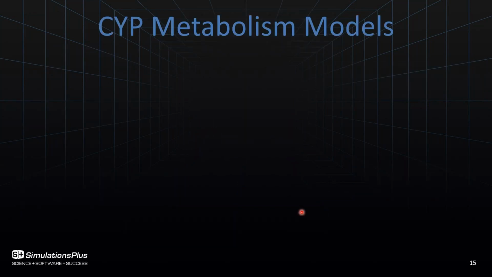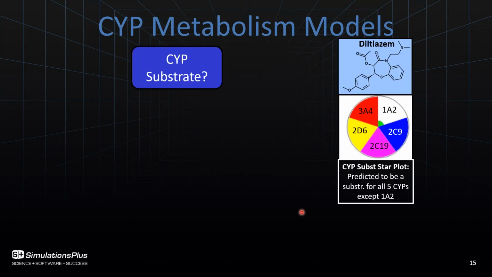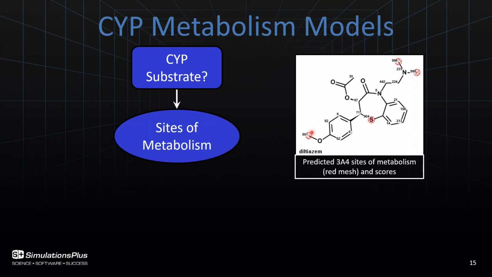So our recombinant CYP models are kind of a tiered approach. The first thing we do is we take a molecule and we predict whether it's a CYP substrate or not. So in this example, we take diltiazem, and we predicted that it is a substrate for 4 out of the 5 major isoforms. So we're predicting that it's not a substrate for 1A2. So we wouldn't consider any 1A2 metabolism going forward for this compound.